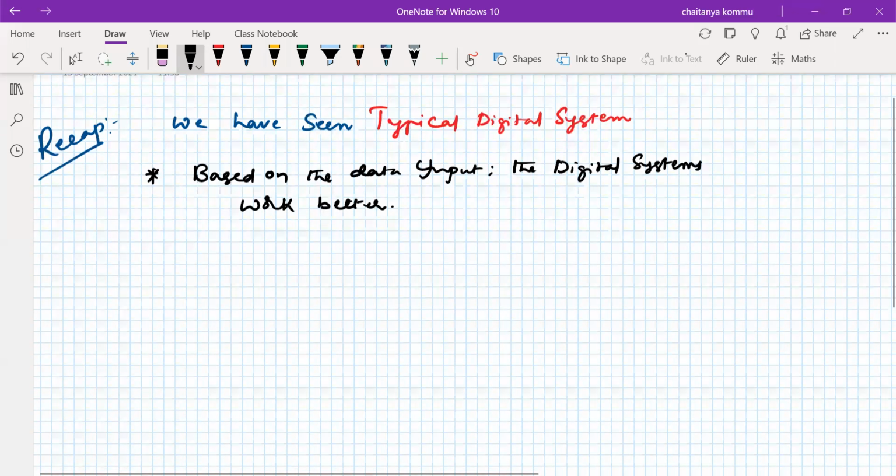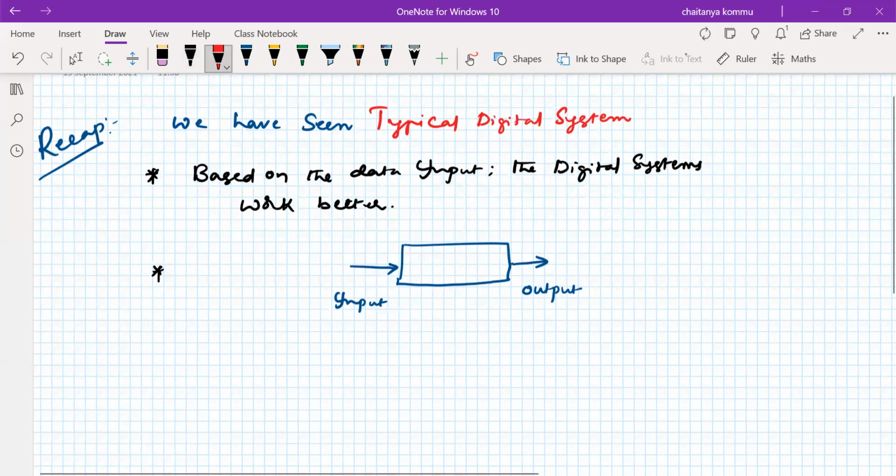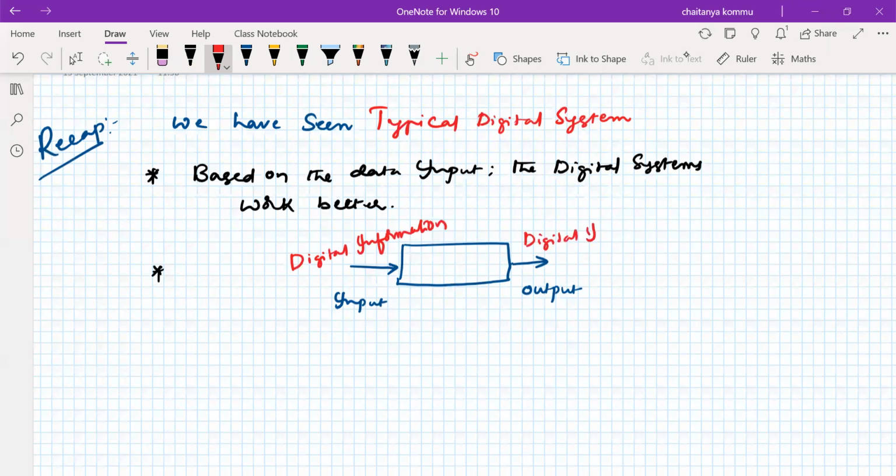As we have seen, the digital input is represented in this way. For any digital system, the input and output that we have considered, there is an input available here, and we get an output after processing of the input. This input is actually a digital input, or digital information. We give digital information as an input to the digital system, and again we get digital information as an output.